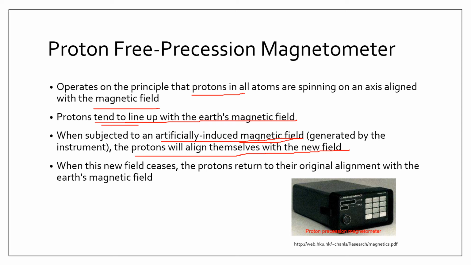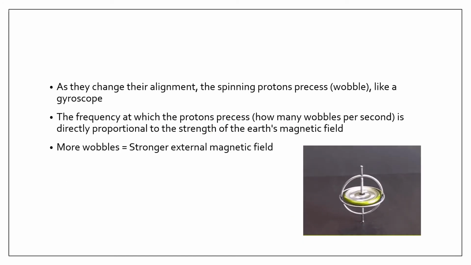Now, once you turn off this artificial magnetic field, the protons will revert back to their original alignment, which is the magnetic field in the site. As they realign, or as they return to their previous alignment, they tend to wobble, or they precess like a gyroscope or a Beyblade or a top, depending on your age. I don't care. But for illustration purposes, this is a gyroscope, and you can see it wobbling as it is spinning. It wobbles a bit as it goes around.